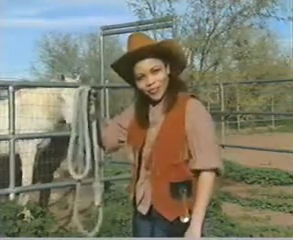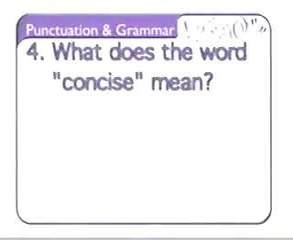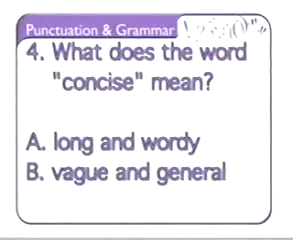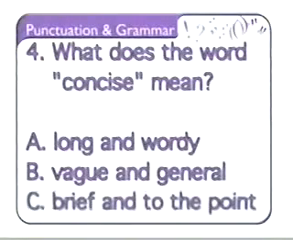Let's go. What does the word concise mean? A, long and wordy. B, vague and general. Or C, brief and to the point.